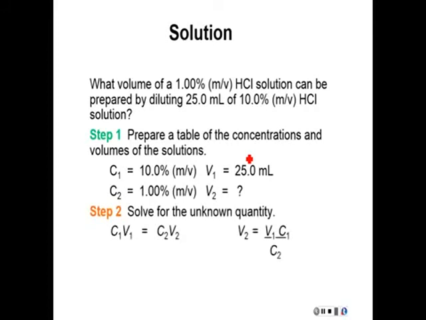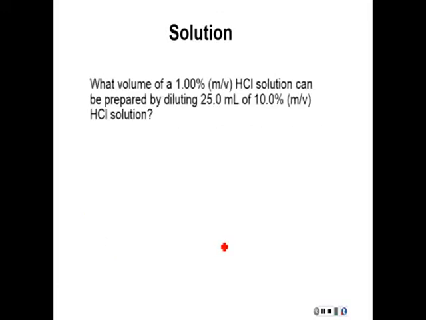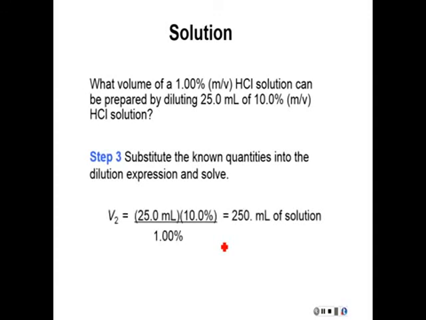So, I start with my formula. I'm looking for V2, so I'm going to divide both sides by C2, like that. And then the C2 would cancel out. That's how I get over to here. Okay. Then I plug in my data, and I get exactly what I predicted.